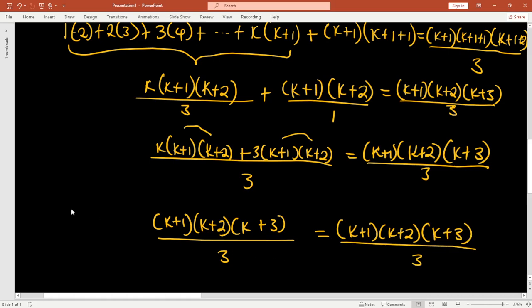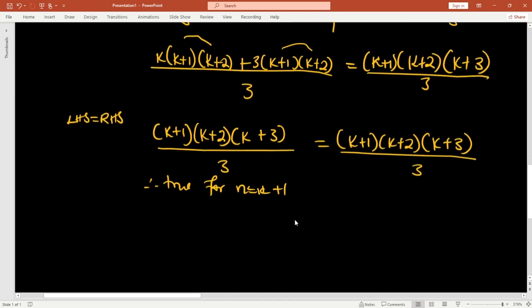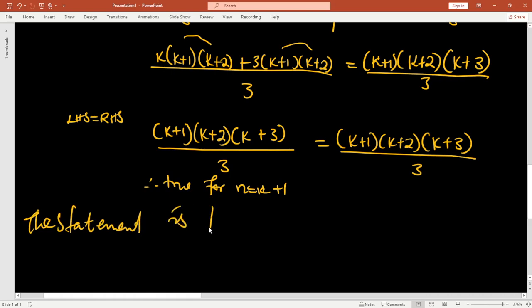So there we have it. The left hand side is equal to the right hand side. So if this is the case, then this is true for n equals k plus 1. And if this is true for n equals k plus 1, then the statement that we have is true under mathematical induction.